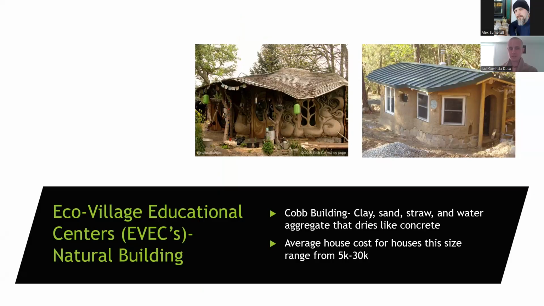Here's some examples of some cob buildings. We have a nice, very beautiful design cob building and a very simple building here. A cob is a mixture of clay, sand, straw, and water. And the aggregate of those ingredients can dry to form almost like a concrete. The average house cost for this material is somewhere between 5,000 and 30,000, depending on how grand of a design you have or how simple of a design. And this is a very cost-effective method of building homes.